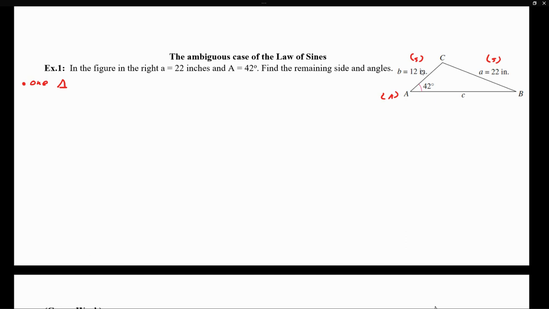So what exactly do we want to do with this triangle? It says we want to find the remaining side and angles. All right, so how can we start doing this? Well, let's start by using the law of sine. We know that we can only create one triangle, so there's no way for us to think about the ambiguous case. We're only going to think about this problem as if it was just a regular law of sine problem.